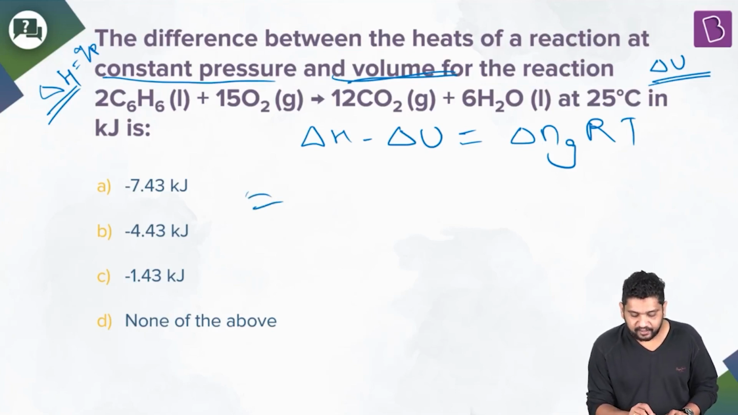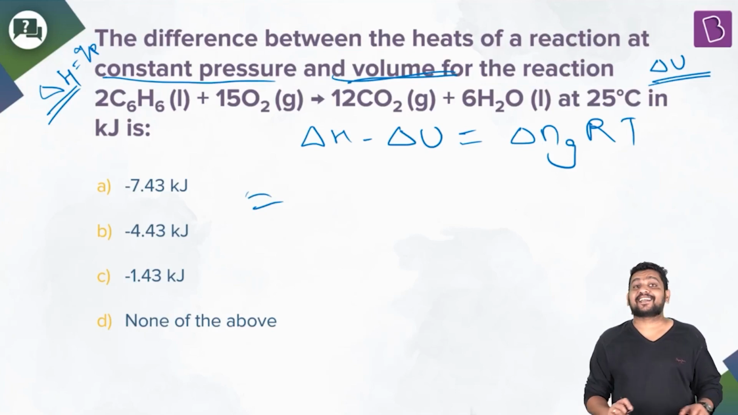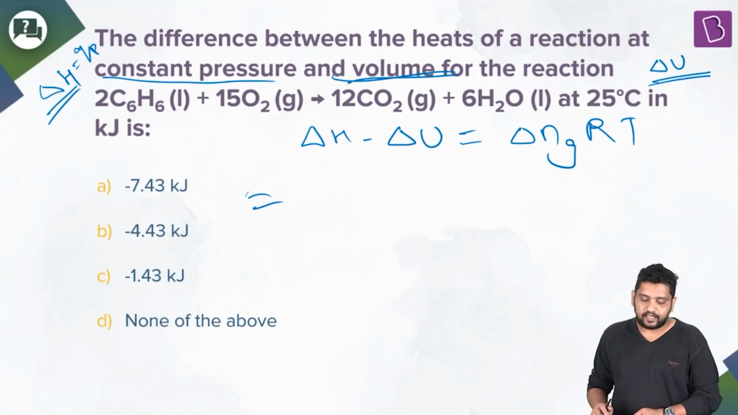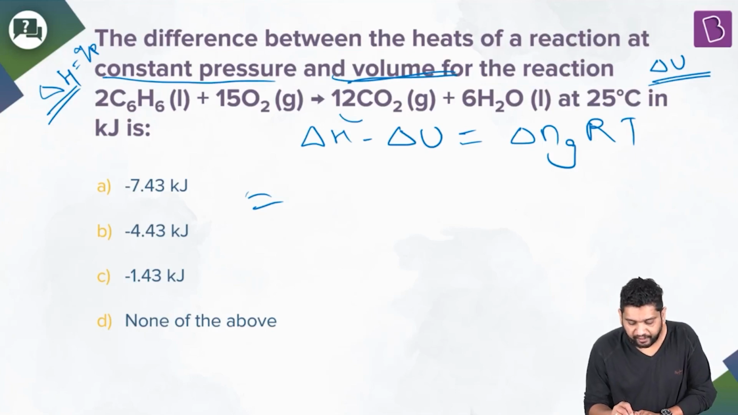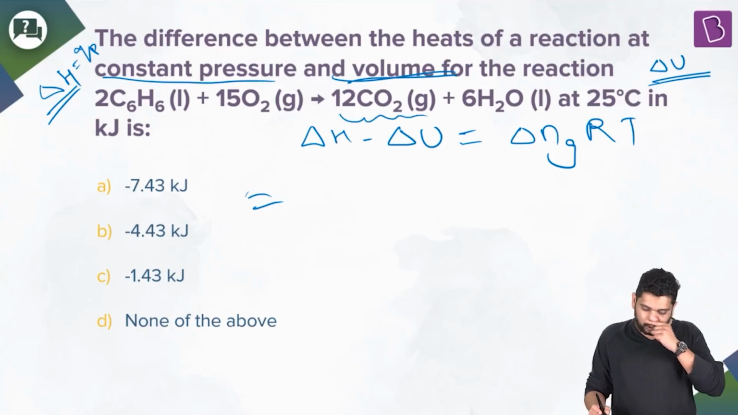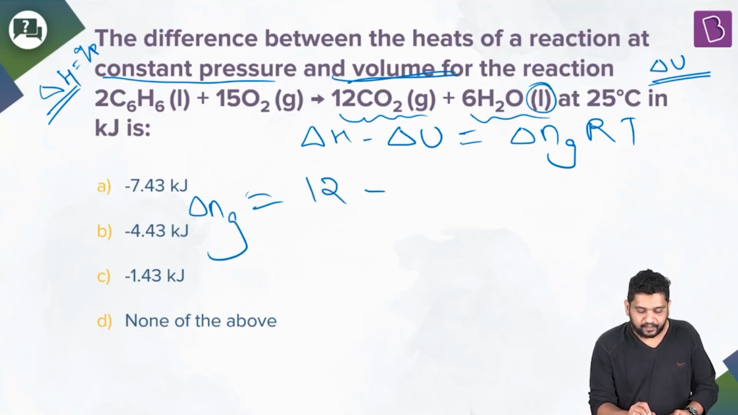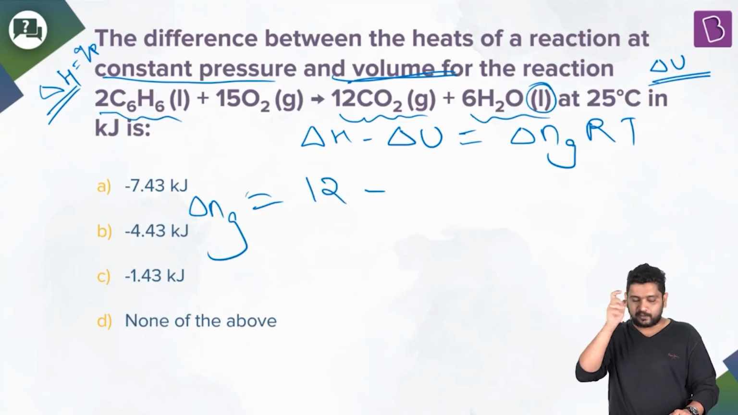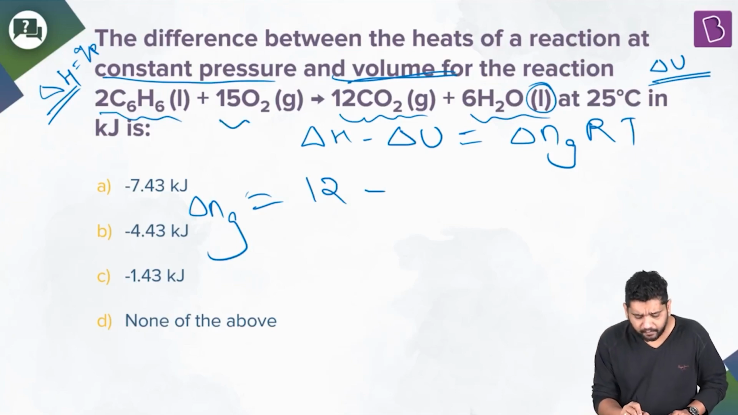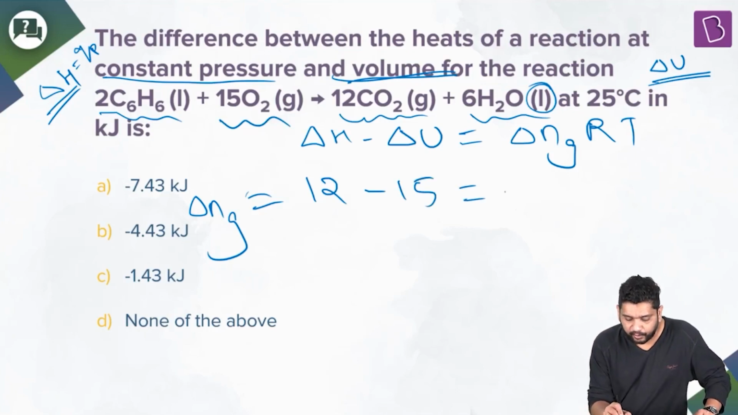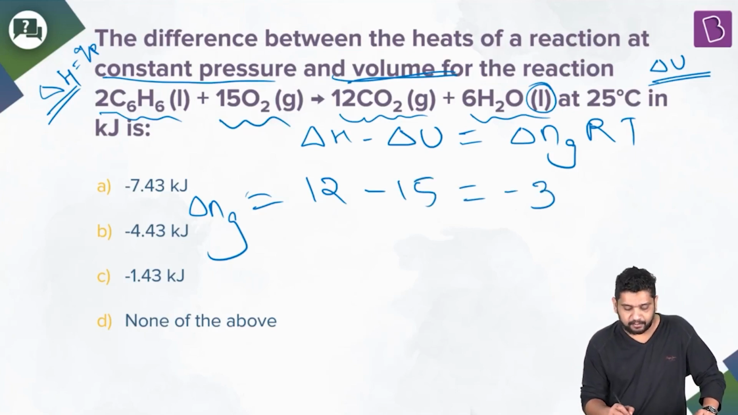What is delta Ng? It is the number of moles of gaseous products minus the number of moles of gaseous reactants. So how many gaseous products do I have at 25 degrees C? 12 CO2 is there, and H2O is in the liquid phase, so it's not relevant. So delta Ng will be equal to 12 minus C6H6. Benzene is also liquid under room conditions. 15 O2 is used. So 12 minus 15 is going to be minus 3. So delta Ng is minus 3.